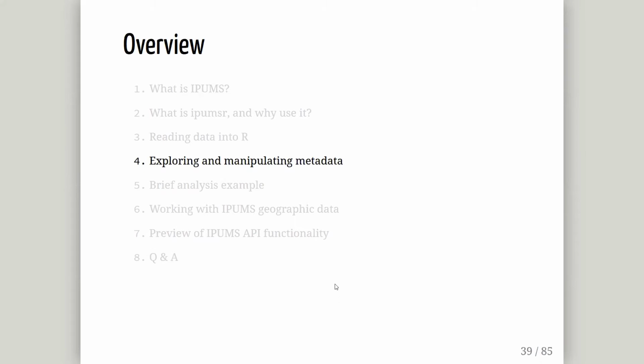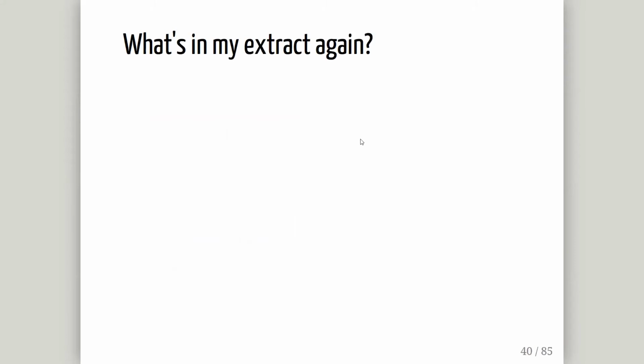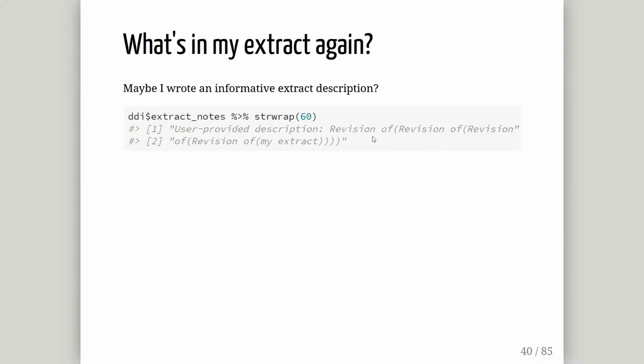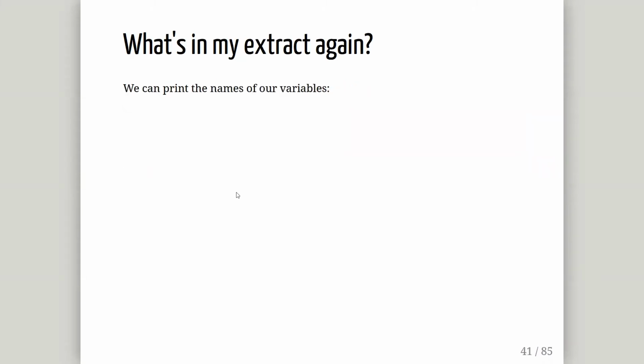Next, we're going to look at exploring and manipulating metadata. So we've read in the data, but how do we figure out what's in the data if we forgot or we want to learn more about it? Maybe I wrote an informative extract description when I created the extract. Well, it doesn't look like it. I wrote "revision of my extract." So that's not very informative. And any longer time IPUMS users might recognize this. This is what happens if you revise your extract repeatedly and don't specify a new name. So no such luck here.